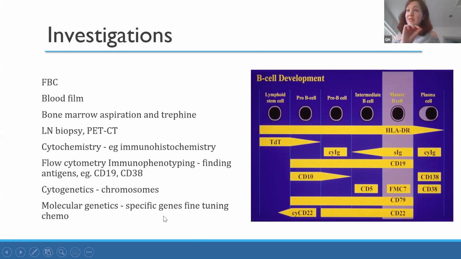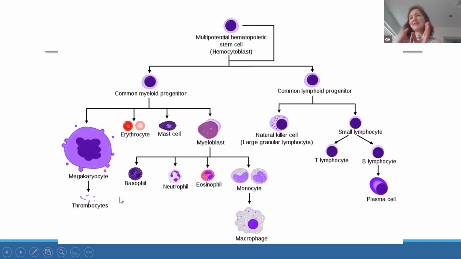Molecular genetics is looking for specific genes. I don't think you really come across this in exam questions, because this is very postgrad, but what I found is that when we're doing specific gene testing for our patients, it's to work out exactly what sort of chemo drugs to give them, because there are certain gene mutations which mean they're more likely to respond to this or that. So you don't really need to worry about that in your questions, but it's just to explain what the different investigations are.